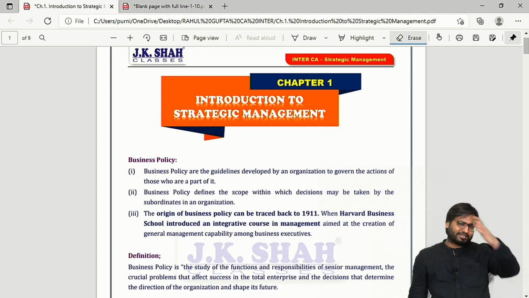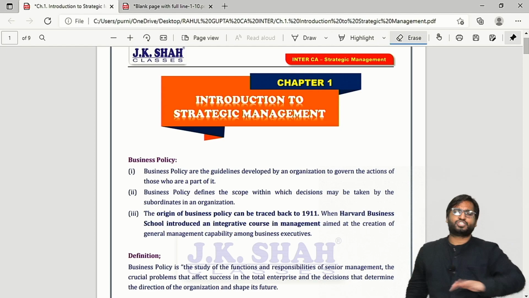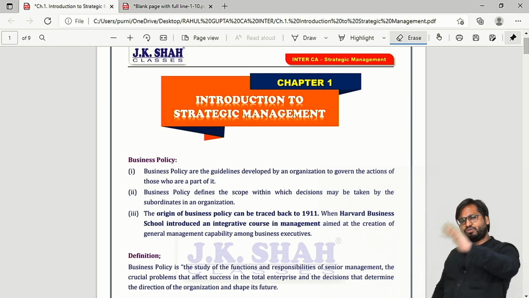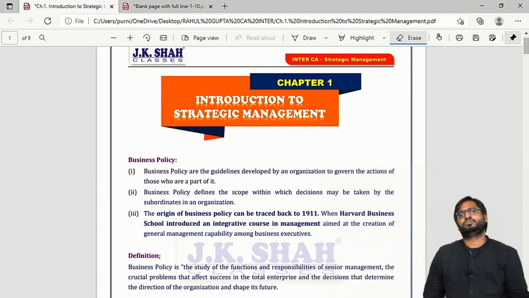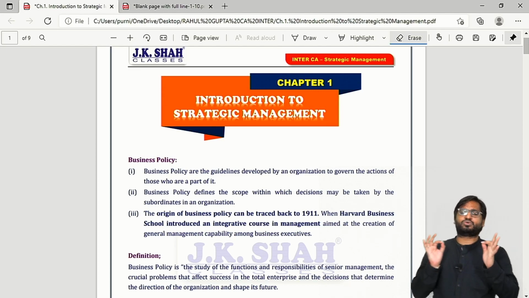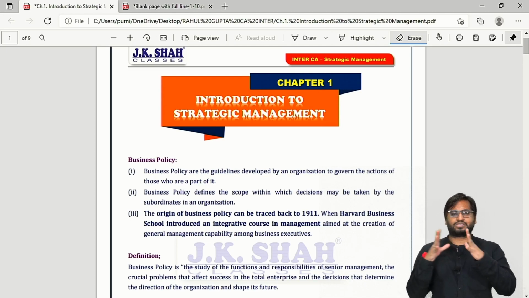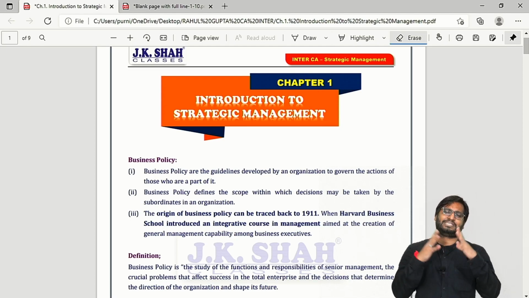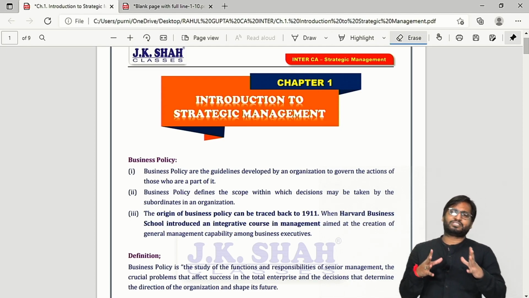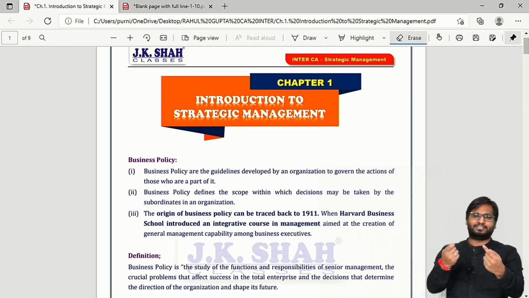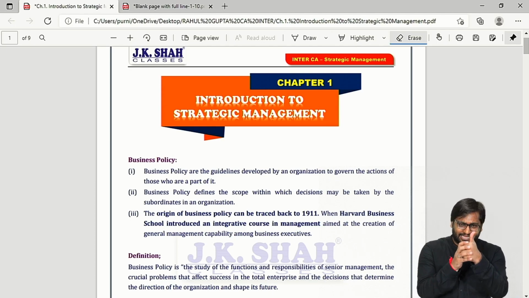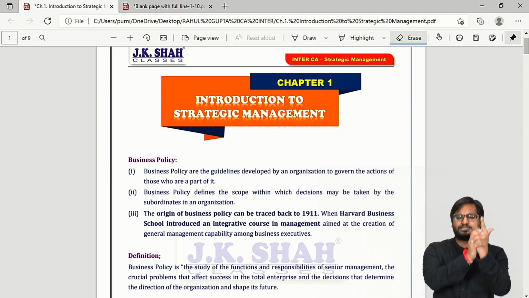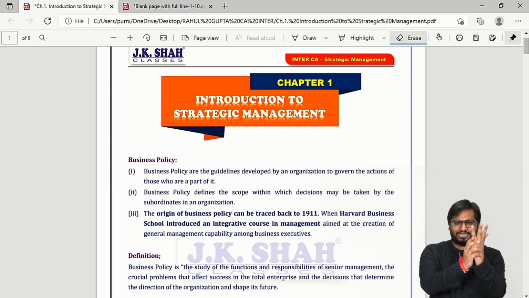Now let's try to understand the functional view. We understood the people's view, now let's try to understand the functional view. What do you mean by functional view? Management is also considered to be a process, interrelated process. Interrelated process of 5 things. You might have studied this in your +2. Planning, organizing, staffing, directing, controlling.